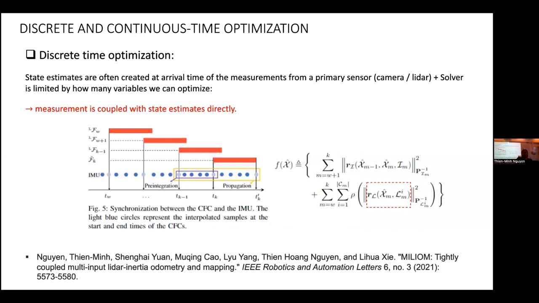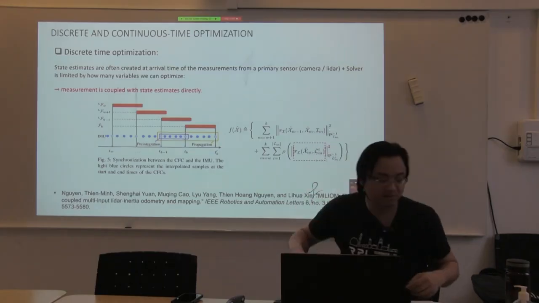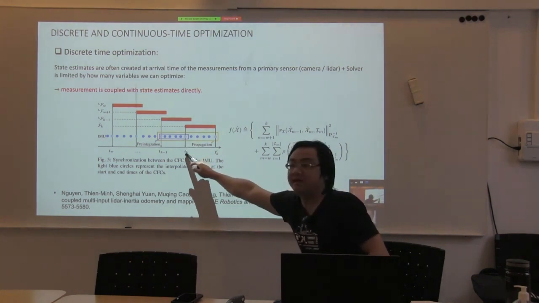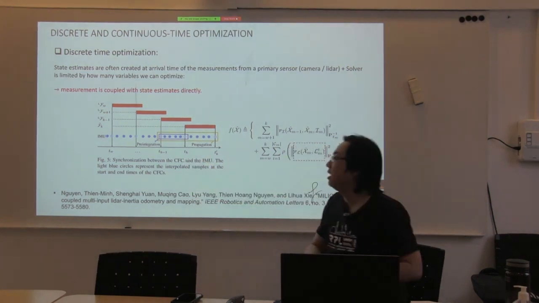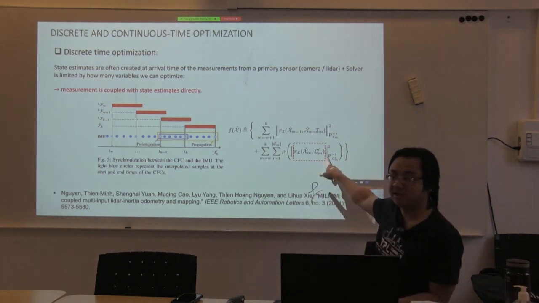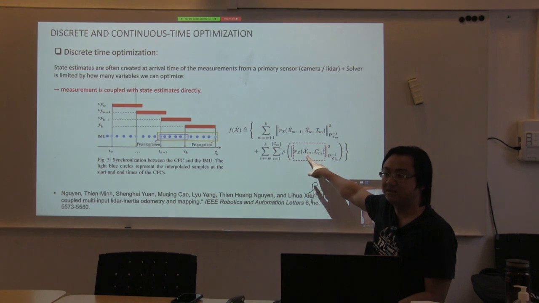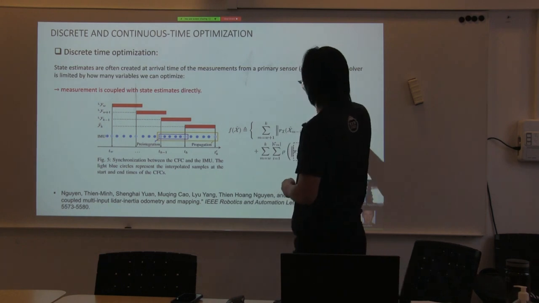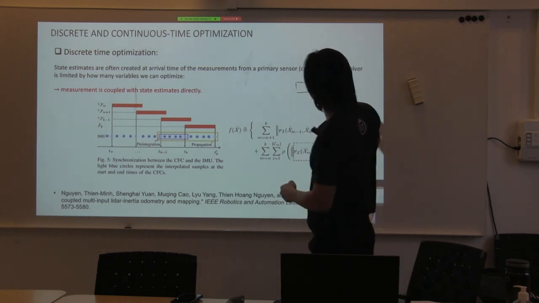I think for the last 2 or 3 years people have been doing discrete time optimization. It means if I get a LiDAR point cloud at this time, I'm going to create a state estimate here, and I'm going to try to design a cost function that couples only these states for the LiDAR, for example.